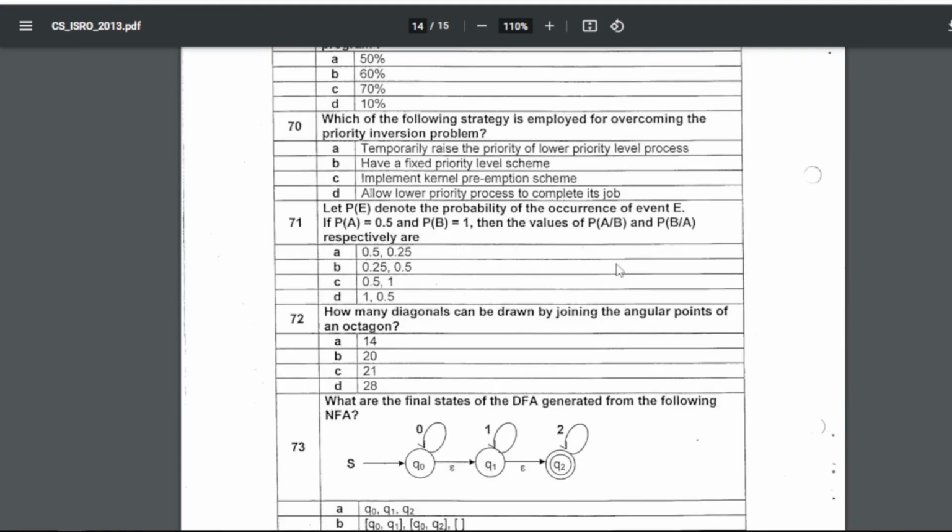Next question is 71. Let PE denote the probability of the occurrence of event E, and PA equals 0.5 and PB equals 1. Then the values of PA by B and PB by A respectively are what? So for 71, we will have the answer as C, that is 0.1. So basically 0.5 and 1 will be the answer.